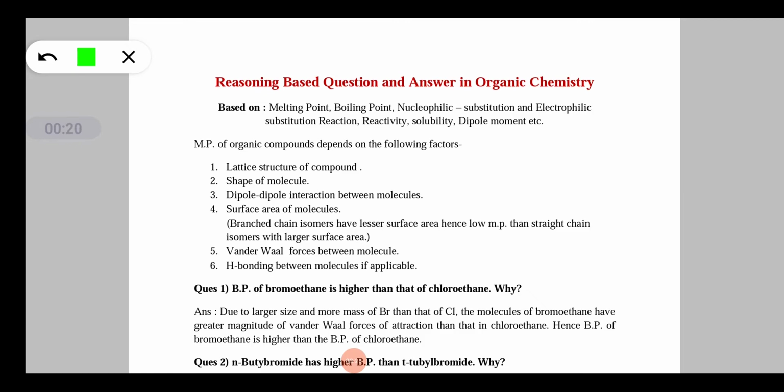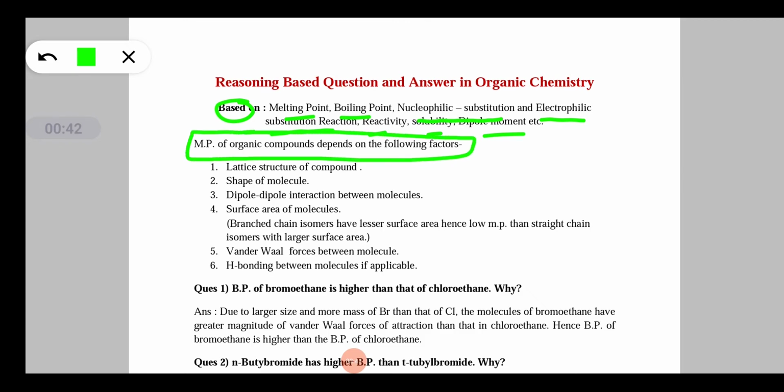So the questions of reasoning will be based on melting point, boiling point, nucleophilic substitution reaction and electrophilic substitution reaction, reactivity, solubility and dipole moment, etc. Suppose any question is asked on the basis of melting point of an organic compound, then your answer should contain one of the following keywords.